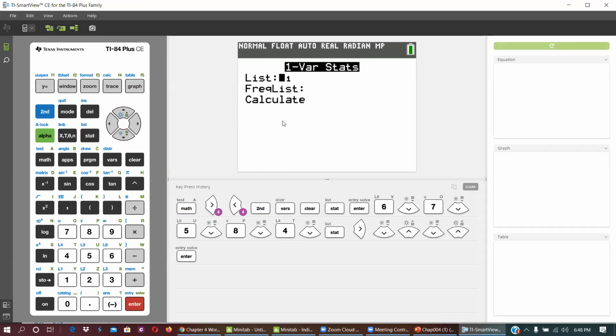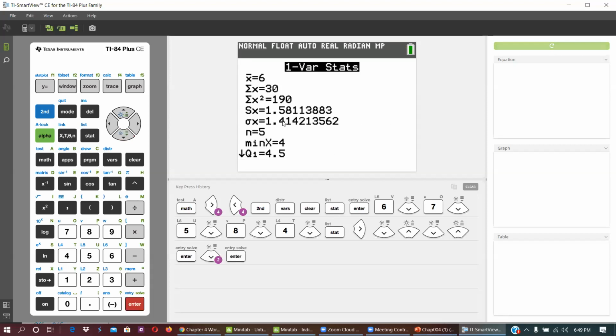From where do I need to get the data? Here by default it is getting from L1, and then Calculate. I press the calculate button, and here I get the answer. Can you see this? What is the mean here? 6. What is the sum of all? 30. I hope you can see this. Sigma x is 190, Sx is 1.58, sigma x is 1.41, and the number of observations n is 5.